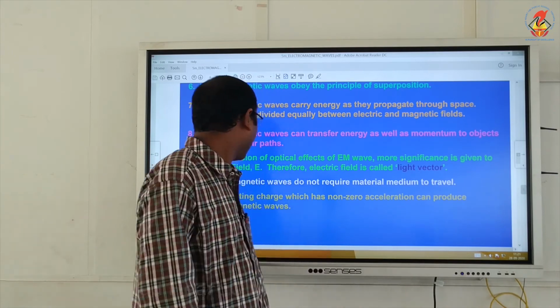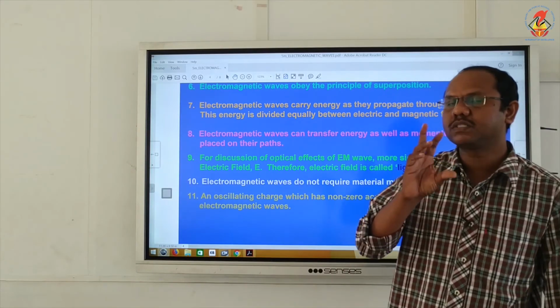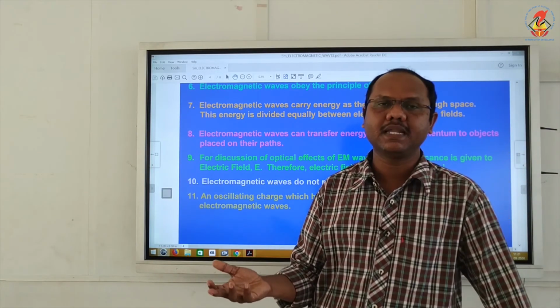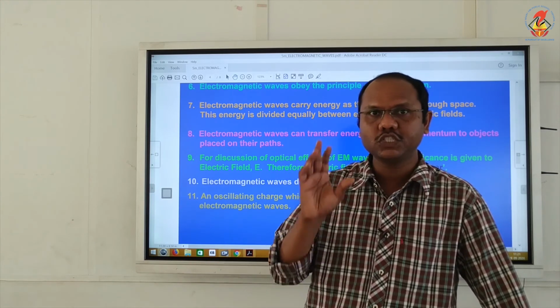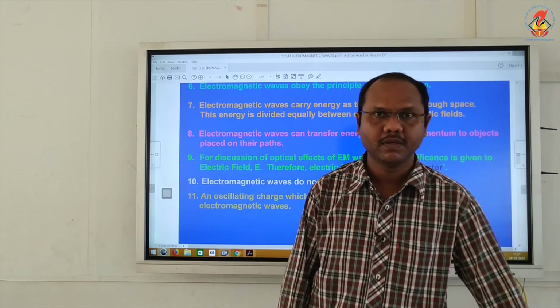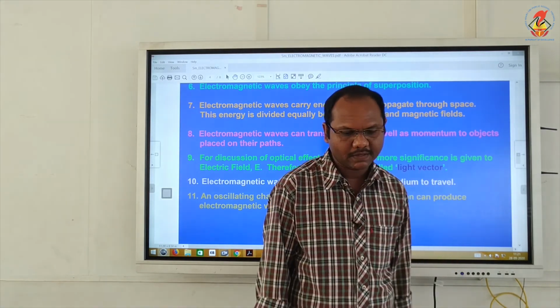Okay. And the last thing, the oscillating charge which has non-zero acceleration can produce electromagnetic waves. So, the oscillating charge will produce electromagnetic waves and it should have non-zero acceleration. That means acceleration should be there. Okay. So, those are the properties of electromagnetic waves.